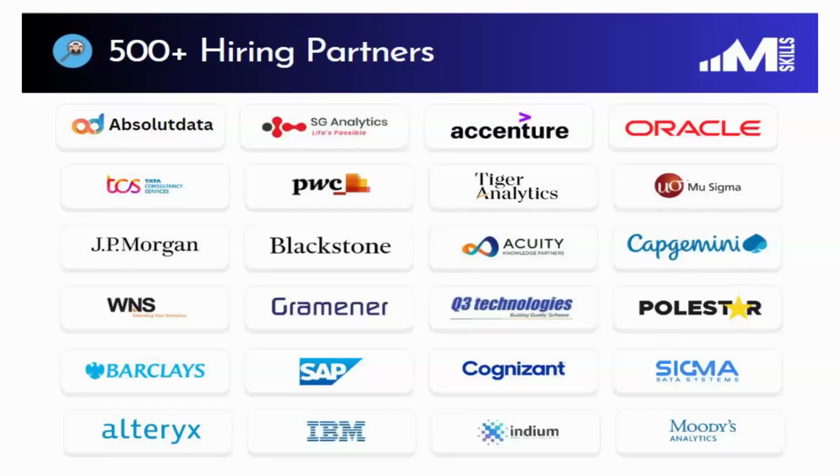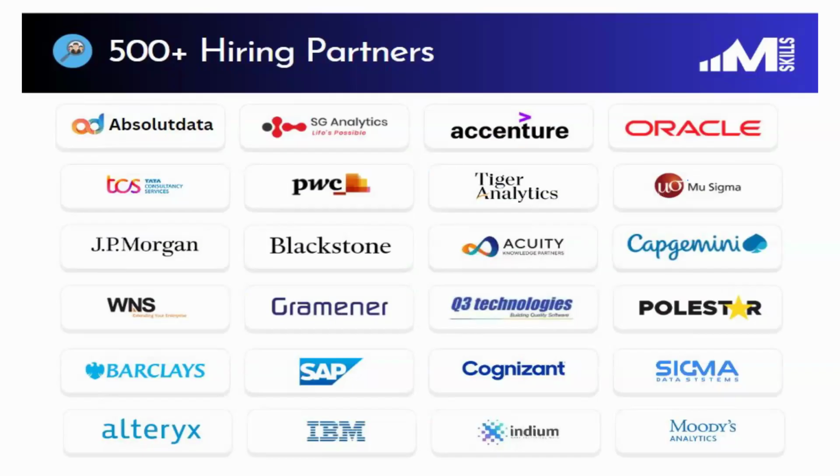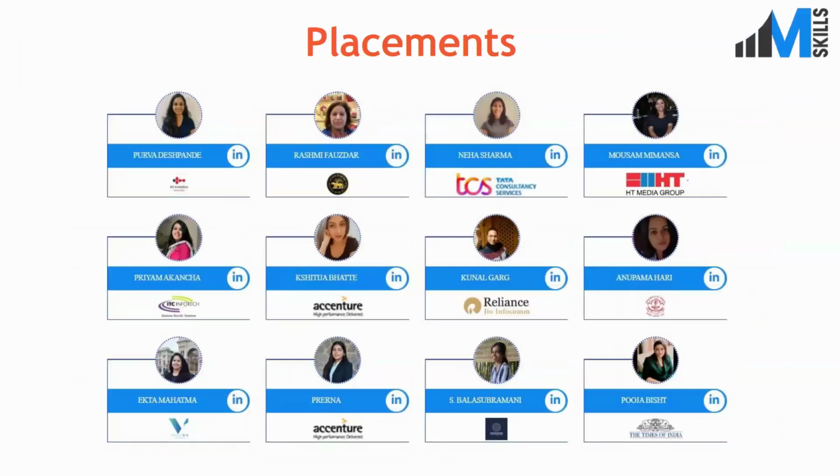As I told you, we'll be helping you with placements. So how do we do that? We have around 500 plus companies that act as our hiring partners. And as you can see, these are all global companies like Absolute Data, Accenture, Oracle, Capgemini, Cognizant, Barclays, SAP, PwC, Moody's Analytics, Tiger Analytics, JP Morgan, all global companies. And we have hiring partners of around 500 of these companies.